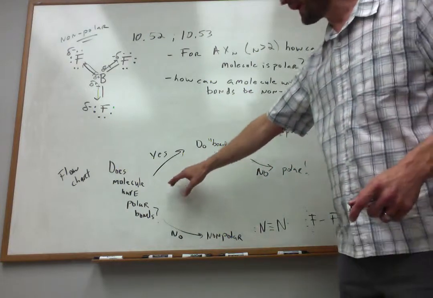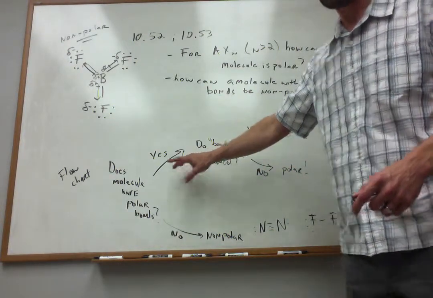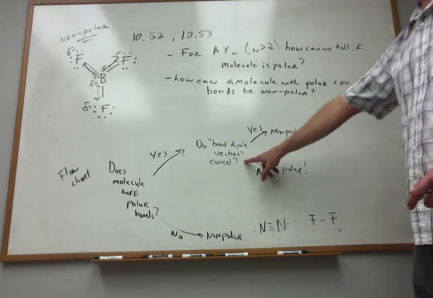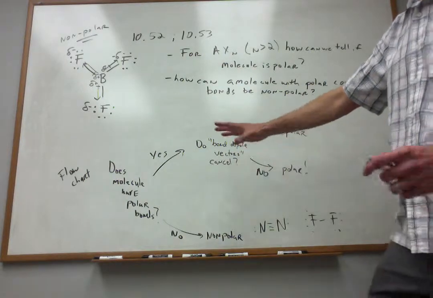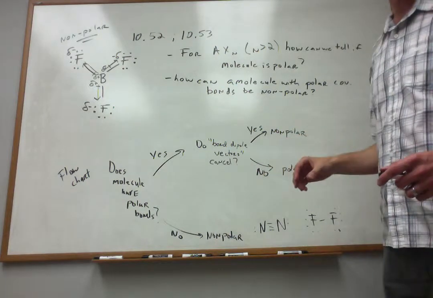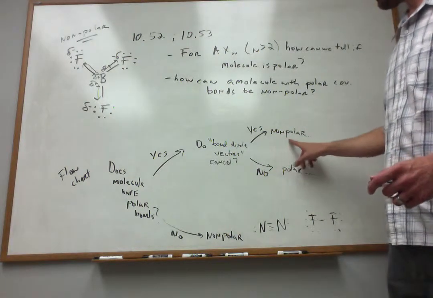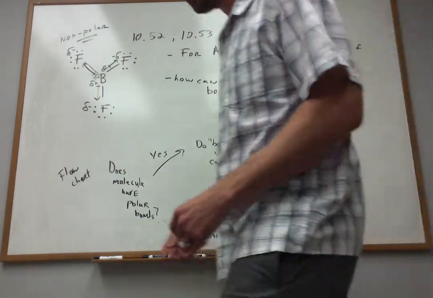Now, if the molecule has polar bonds, this is going to be by far the more common case. The molecule might be polar. The next question you have to ask, though, is do the bond dipole vectors, these little arrows that we're just talking about here, cancel out or do they not cancel out? If they cancel out, the molecule is nonpolar. If they do not cancel, the molecule is polar.